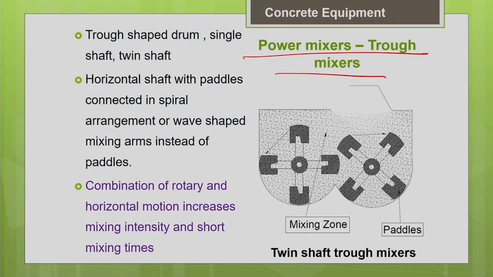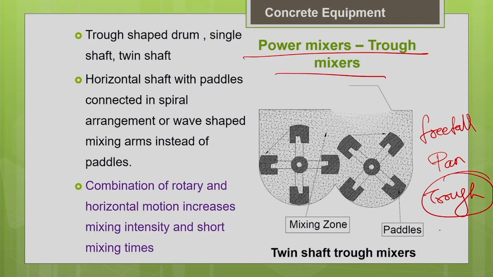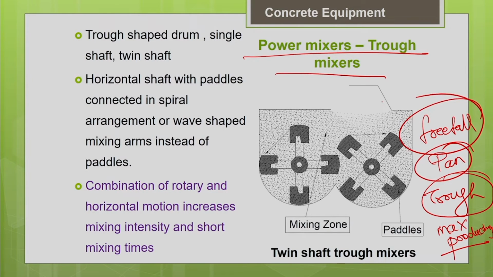Okay. So, the other advantage of the trough mixers is that you can have different types of motions possible, not only the rotary motion but also the horizontal motion. Rotary and horizontal motion results in better intensity of mixing and a homogeneous mix, and the speed is very high. If you compare the free fall mixer, pan and trough, you can see that the trough will have the maximum productivity, or the mixing time is very much shorter for the trough mixer when compared to pan and the free fall mixers. So, mostly in the RMC batching plant, you can see this trough mixer, so that we can have very high productivity.